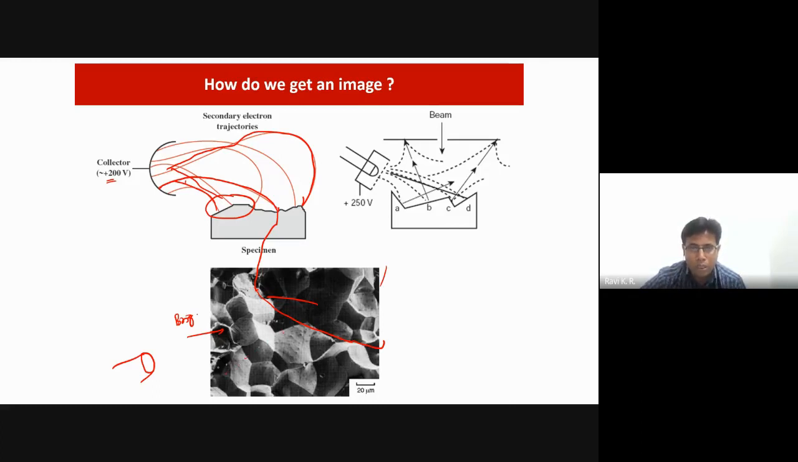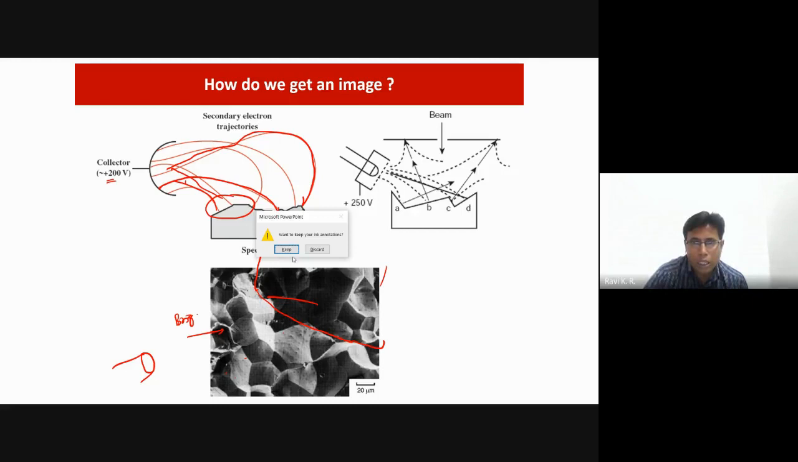If you compare, let's say you have a detector at this angle, then you will see this range is much better compared to the other one. This is another aspect.